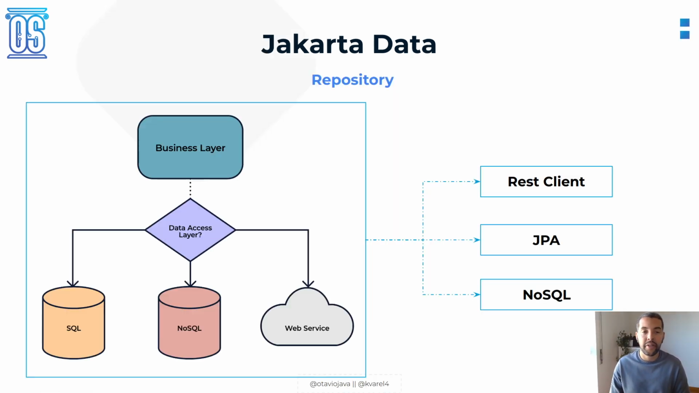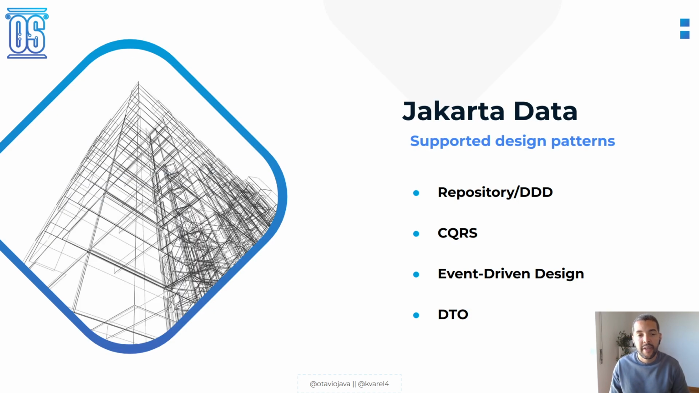For example, here, the repository does not belong to the framework, but belongs to DDD. Why not standardize this as a specification? And that's the main goal of Jakarta Data. Of course, it is the first step. The idea is to have more: repository with pagination, without pagination, CQRS, event-driven design, DTO, who knows, and so on.